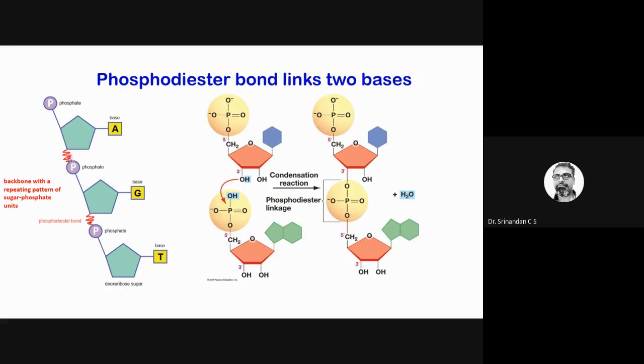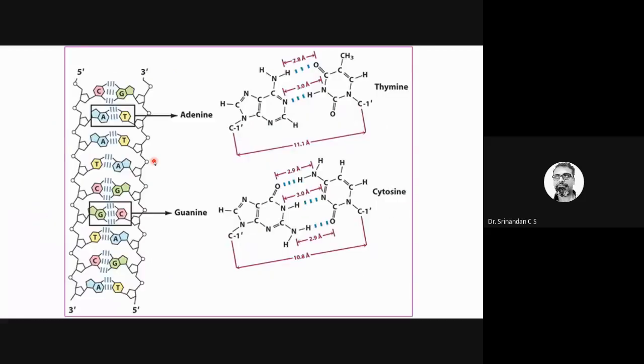The nitrogenous base will be here, with the deoxyribose sugar, and the 3 prime of it will bind to the 5 prime of another phosphate by a dehydration or condensation reaction, through a phosphodiester bond. So this we saw yesterday, as well as that in DNA it is always a double-stranded structure.